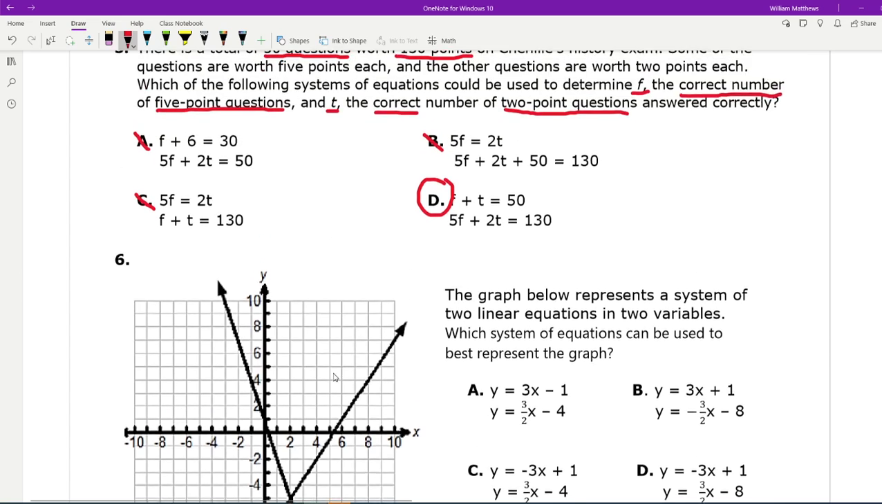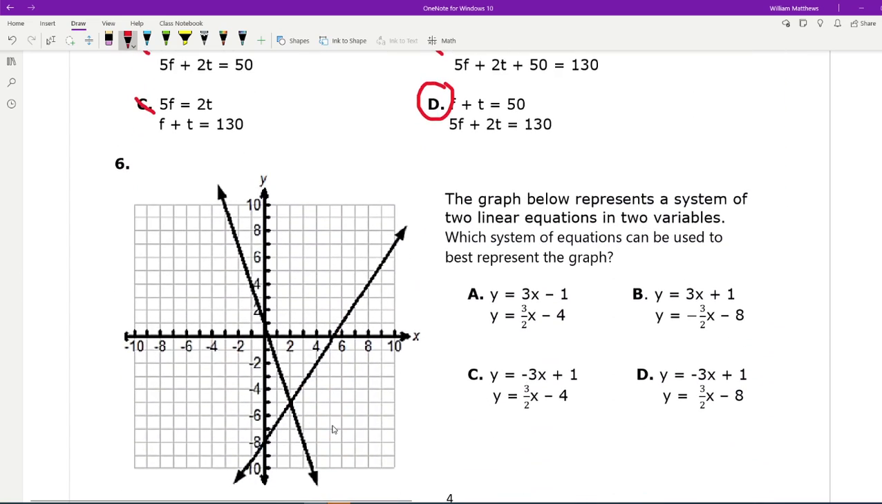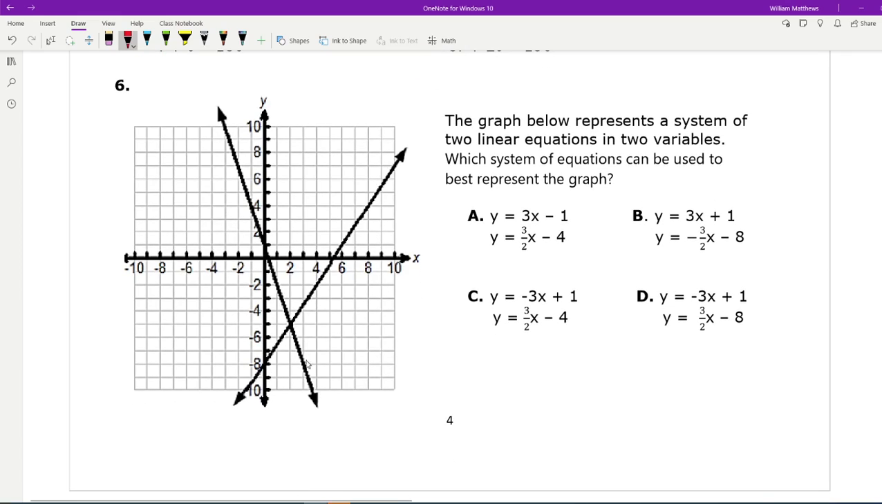Number 6, even though it is in the system of equations, it gives you two graphs and asks, let me get to the actual question. Which system of equations can be used to best represent the graph? So in this case, we really just want to find which one of the answer choices gives us the equations of both lines. Well, looking at this one right here, I know it's a negative slope and it has a y-intercept, a b value of 1.